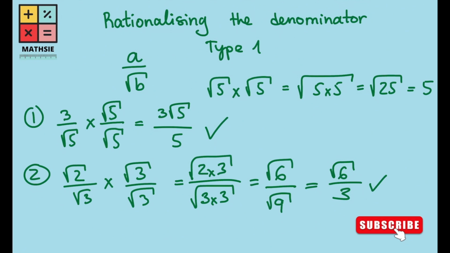Okay, before we do some practice, let's do one more example. Let's say that we have 5 square root 2 divided by the square root of 5. So again, exactly the same strategy as before. We just multiply and divide by the original denominator, square root 5.